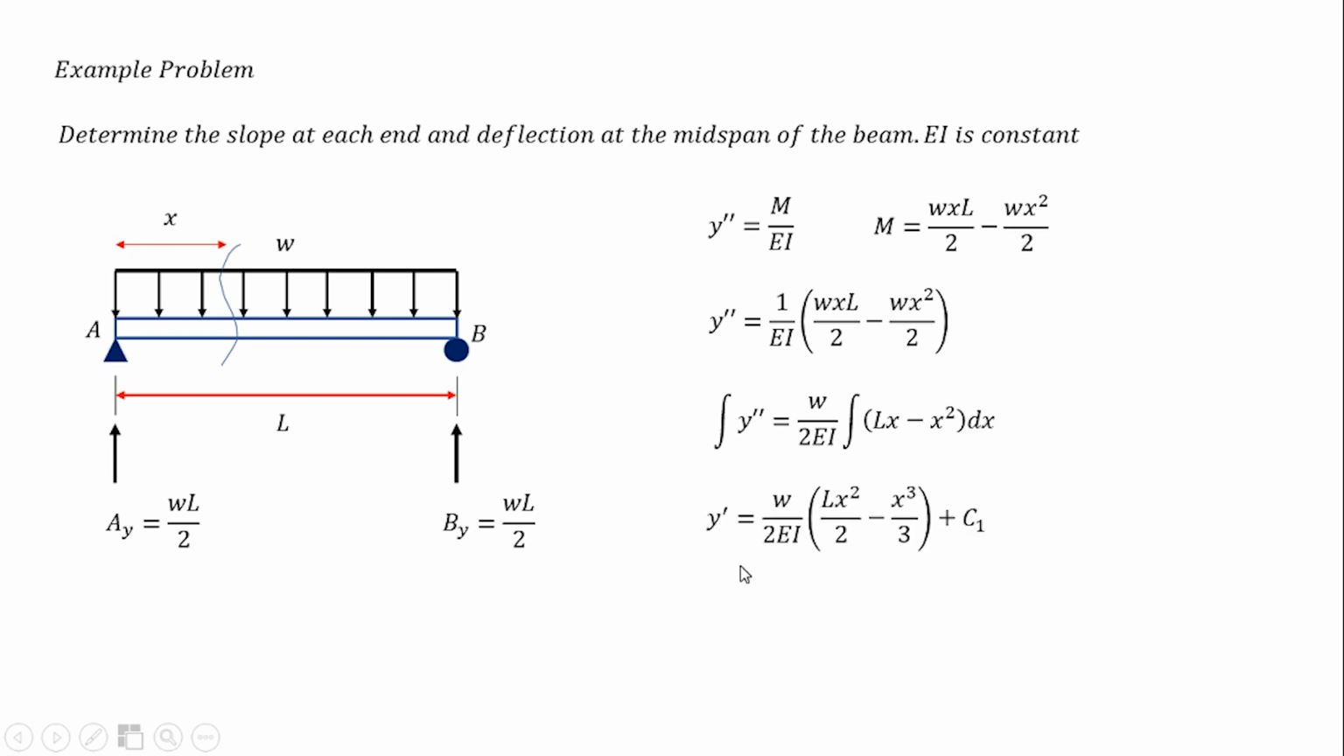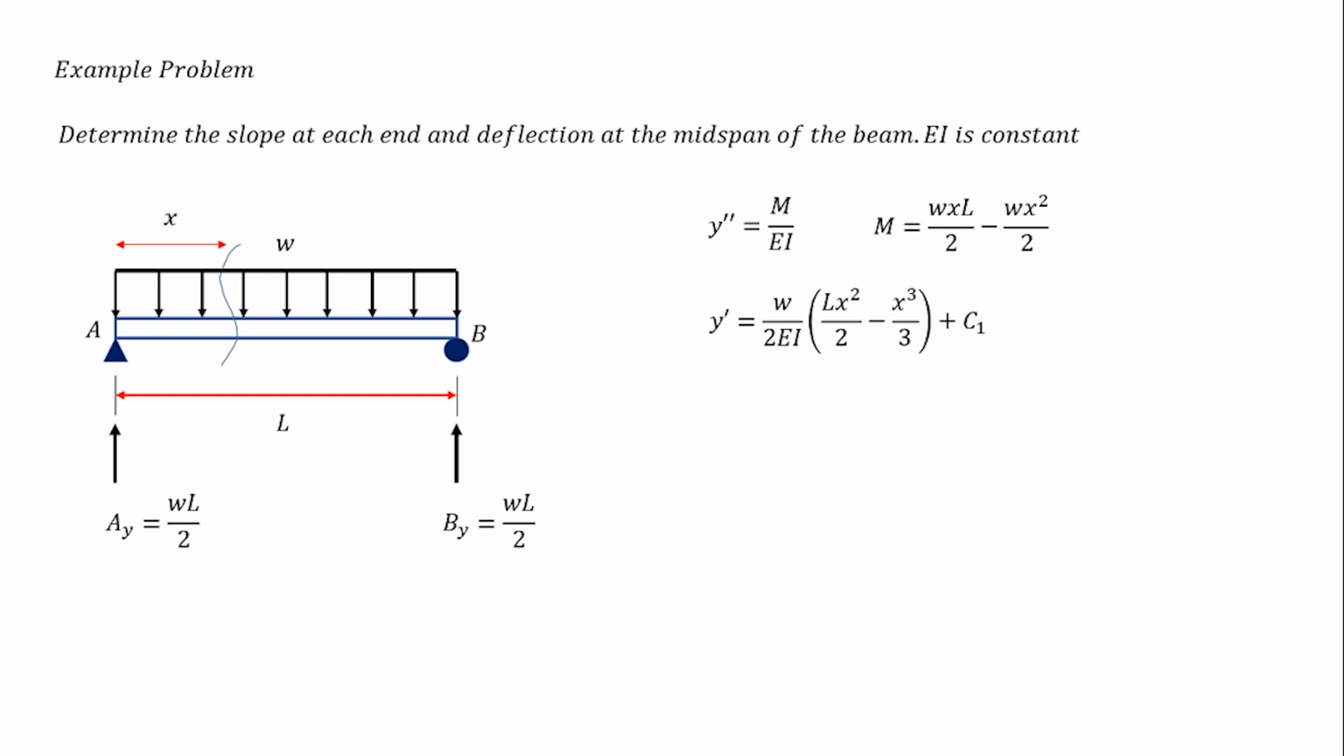So, we get Y prime equal to W over 2EI times open parenthesis LX squared over 2 minus X cubed over 3, closing parenthesis, plus a constant. We cannot forget, guys, the plus C when we integrate. In this case, I used C1 because this is double integration, so we will also have C2. So, this is the equation for our slope.